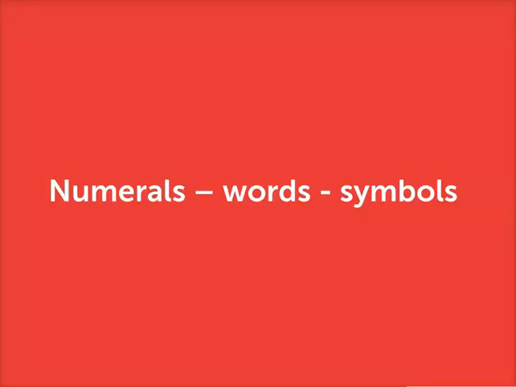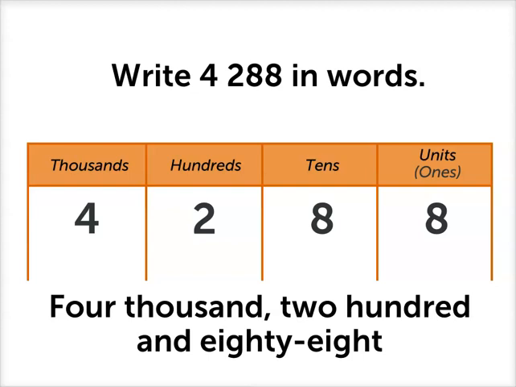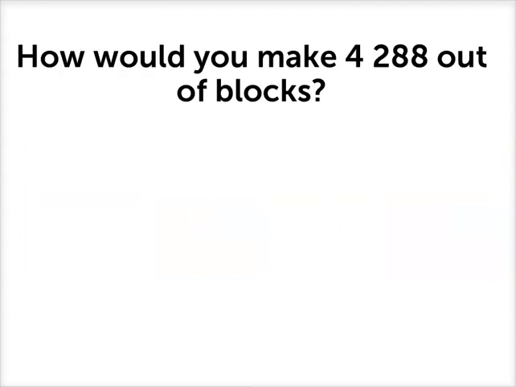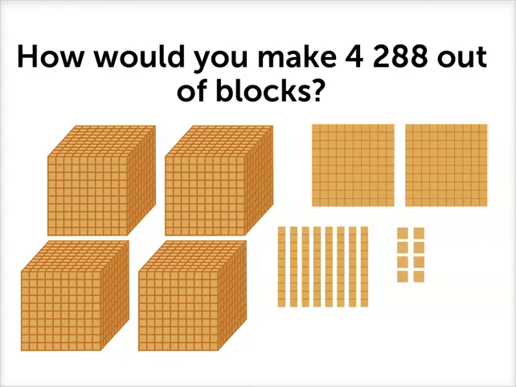Now let's go from numerals to words to symbols. Write this number in words. Let's start by putting it in our place value table. There are 4,000s, 200s, 8 tens, and 8 units. So remember that the 8 tens makes 80. So to write this number, we'd write 4,288. How would we make 4,288 out of blocks? Well, again, we use those numbers in our place value table. We need 4,000 blocks, 200 blocks, 8 10 blocks, and 8 unit blocks.